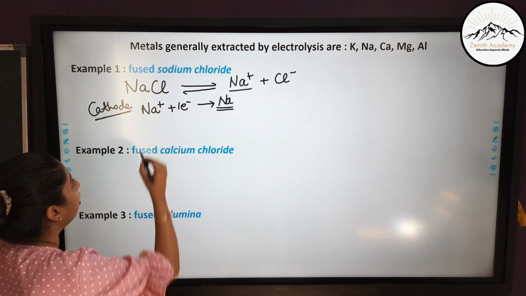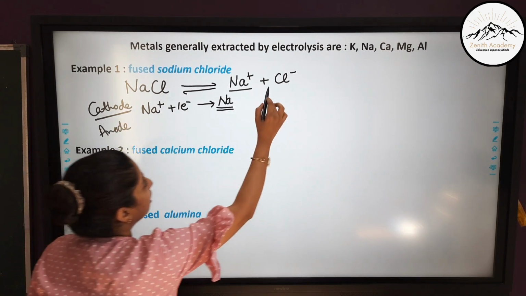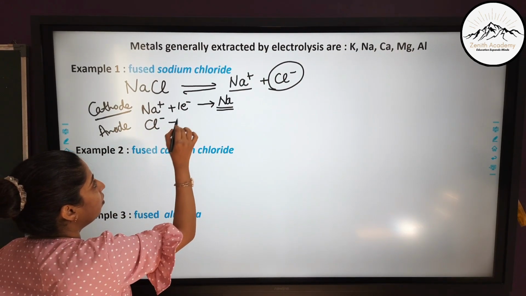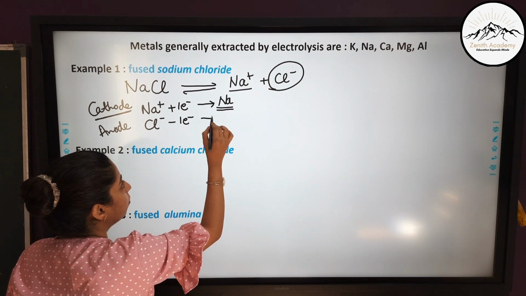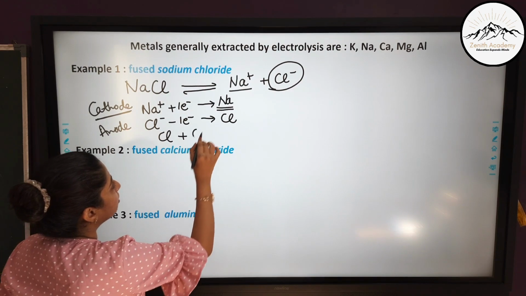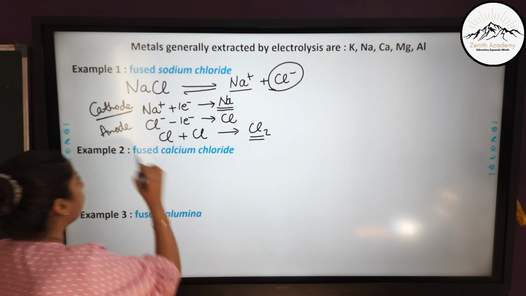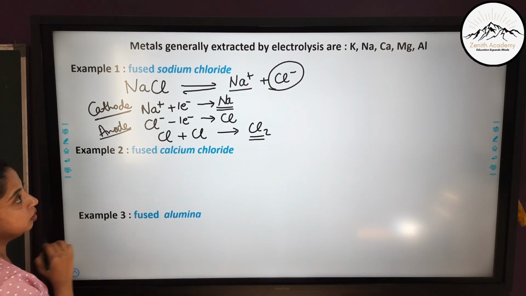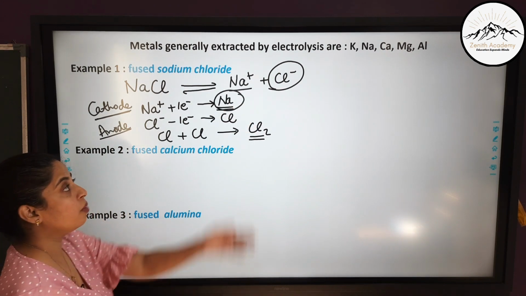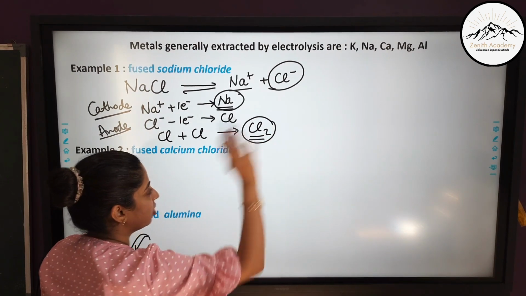and we will get the metal in the pure state. Now at the anode, what is happening? At the anode the negative ion will go, so this chloride ion will give out one electron and form a chlorine atom. Now two such atoms will combine to form a chlorine molecule. So chlorine gas is evolved at the anode. At the cathode, metal is getting deposited. That is why we are able to extract sodium from NaCl. And at the anode chlorine gas is released.